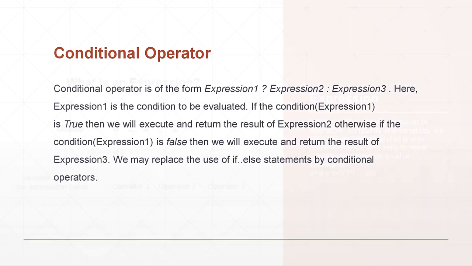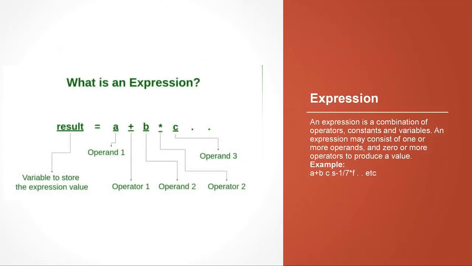That's all for operators. Since we have finished the operators and the types of operators, let us move on to expressions. What is an expression? An expression is a combination of operators, constants, and variables. An expression may consist of one or more operands and zero or more operators to produce a value.